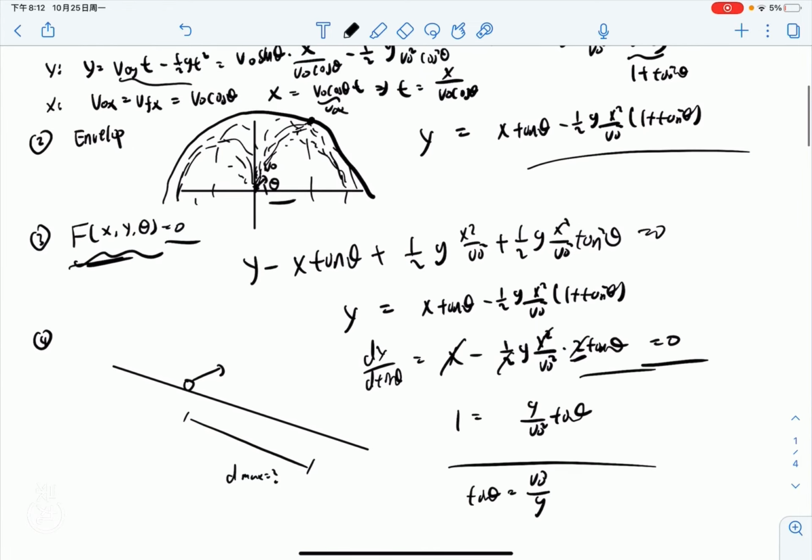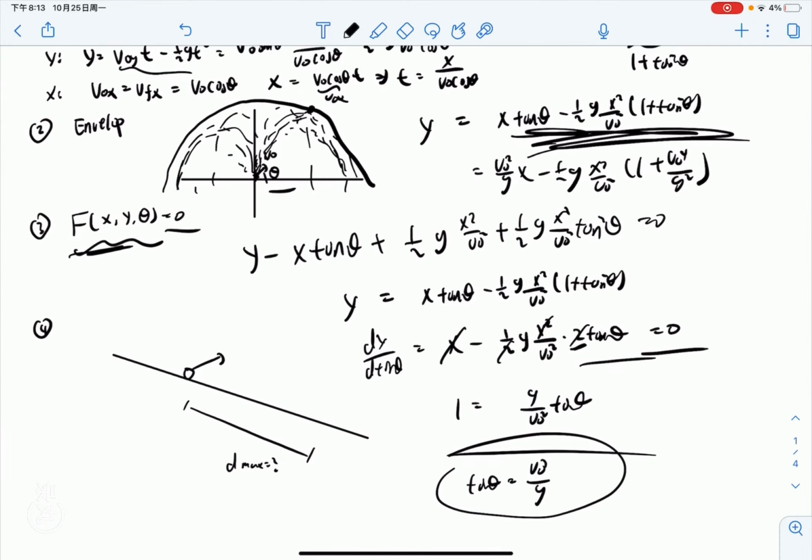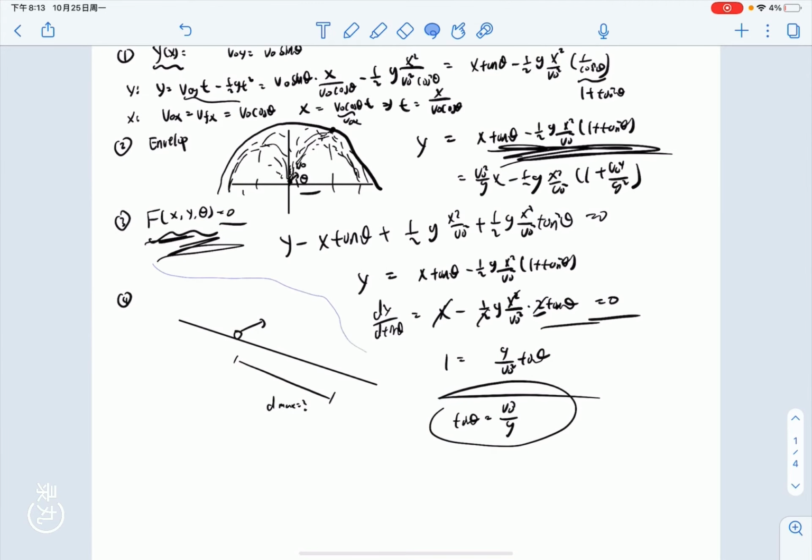And now if you plug the value of tangent back in here, you can get a function in terms of v0 and x. This is pretty cool. It's really cool, and I think this method is the superior one. This is better. Okay, let me erase this stuff.